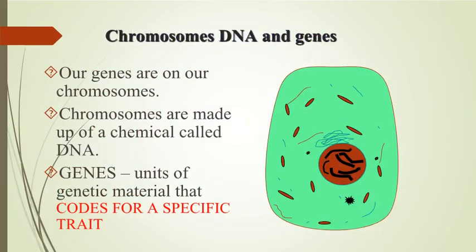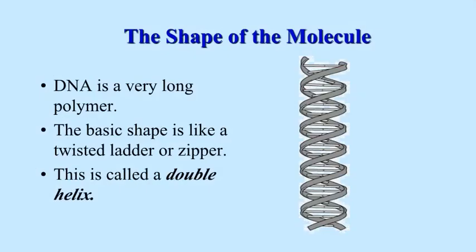Chromosomes, DNA and genes. Our genes are on our chromosomes. Chromosomes are made up of a chemical called DNA. Genes are units of genetic material that code for a specific trait. The shape of the molecule. DNA is a very long polymer. The basic shape is like a twisted ladder or zipper. This is called a double helix.